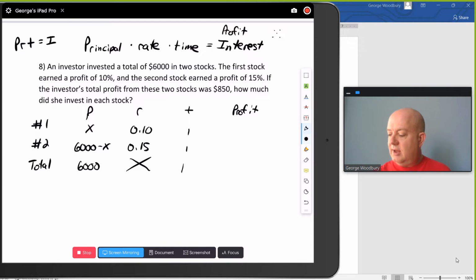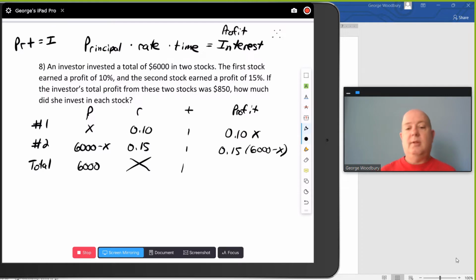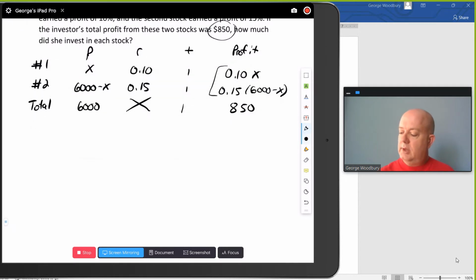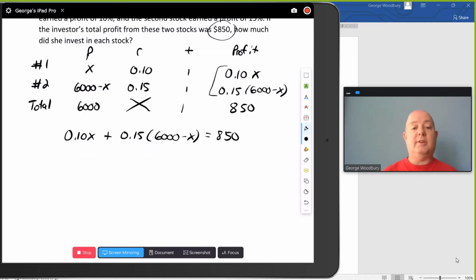X times 0.10 is the profit from the first account. The second one is going to be 0.15 times 6,000 minus X. And then we know the profit from the total because that was told to us as $850. So the profit from each of the individual investments has to add up to equal 850. That's our equation. 0.10x plus 0.15 times 6,000 minus x equals 850.